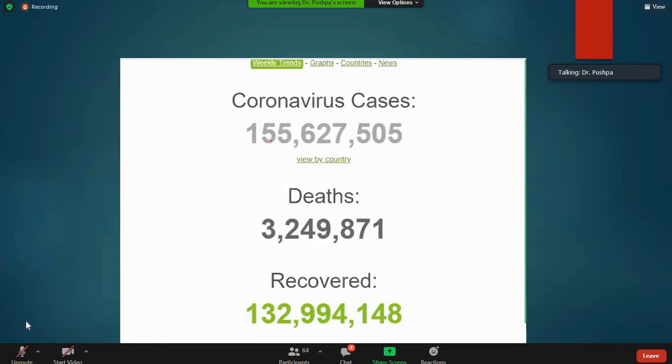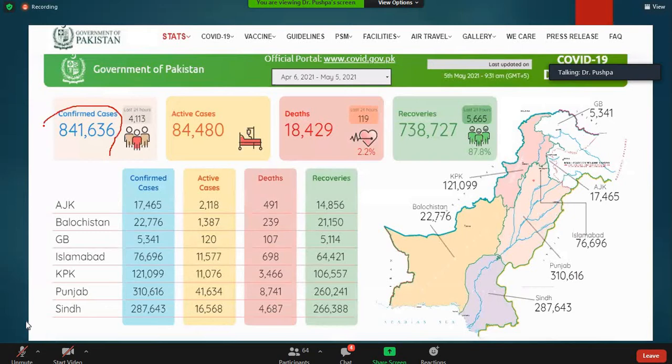And now you can see this was the figure which was there on our NCOC website for international patients all over the world, and the deaths, you can see the number, and it is still counting. It's still going on. So many people are getting involved because we are not taking proper care of precautions. So the number is still counting. This is the number of yesterday's night: 8,41,606 confirmed cases in Pakistan, and 84,480 are active cases. And this is the split of different patients in different provinces of Pakistan.